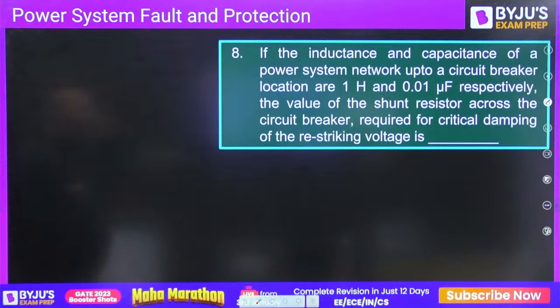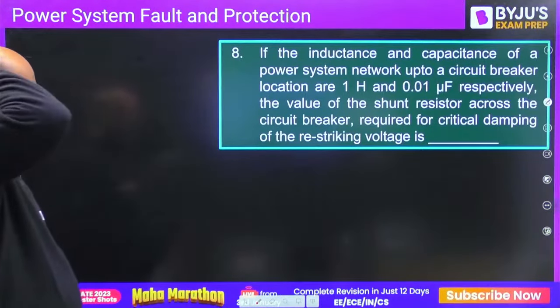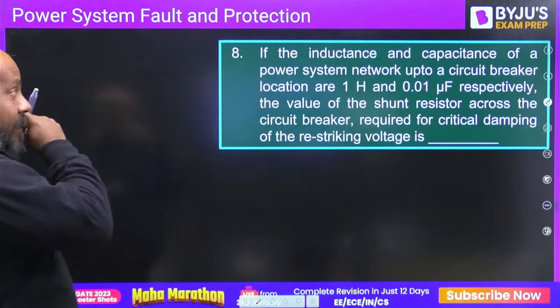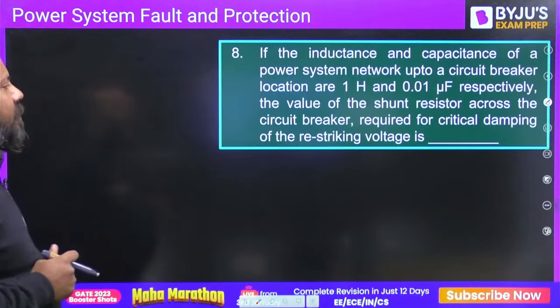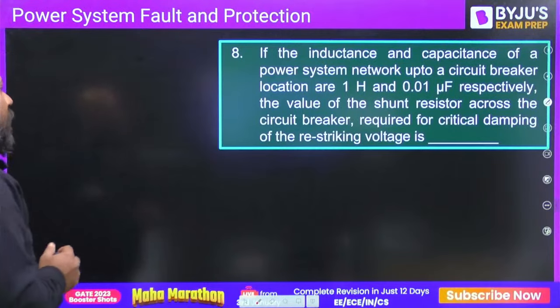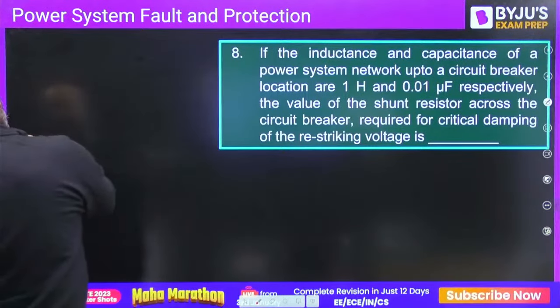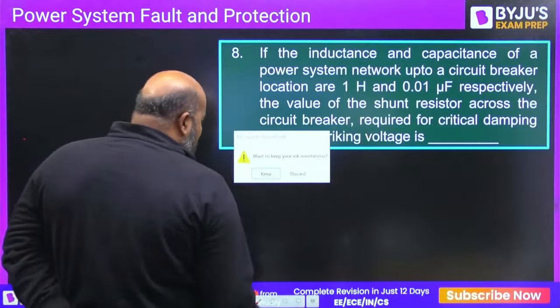If the inductance and the capacitance of a power system network up to a circuit breaker location are given, the value of the shunt resistor across the circuit breaker required for critical damping of the re-striking voltage is. So, let me give you some idea about this.